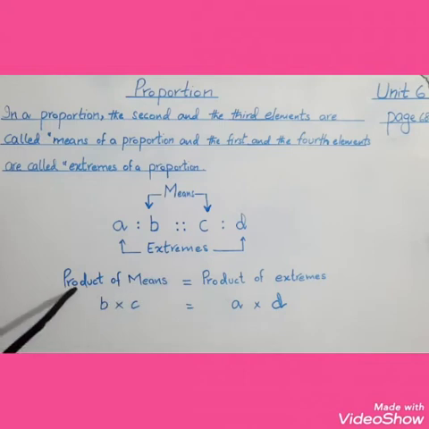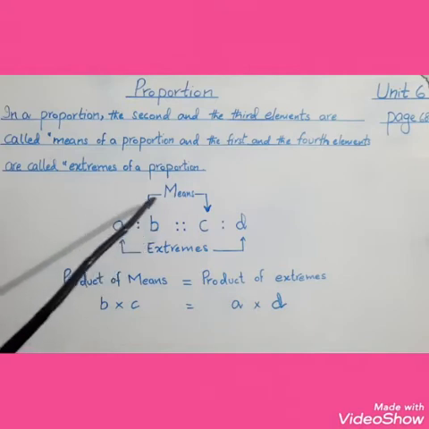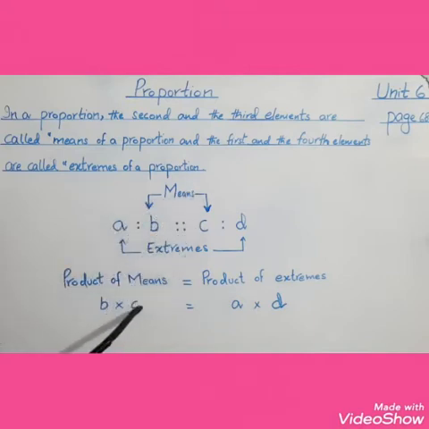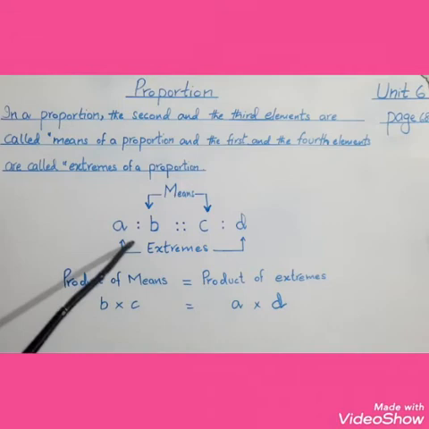Right? Now see the formula: product of means. Product means multiplication. Product of means is equal to product of extremes. So B multiplied with C is equal to A multiplied with D. Right, students? So this is the formula. Product of means is equal to product of extremes.